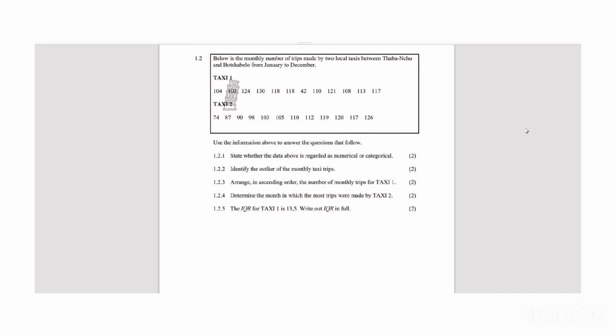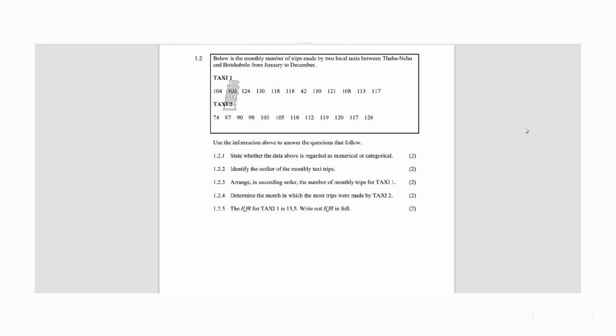Question 1.2.1 says, state whether the data above is regarded as numerical or categorical. Then question 1.2.2 says, identify the outlier of the monthly trips. Question 1.2.3 says, arrange in ascending order the number of monthly trips for taxi 1. Question 1.2.4 says, determine the month in which the most trips were taken by taxi 2. And then 1.2.5 says the IQR for taxi 1 is 13.5. Write down the IQR in full.